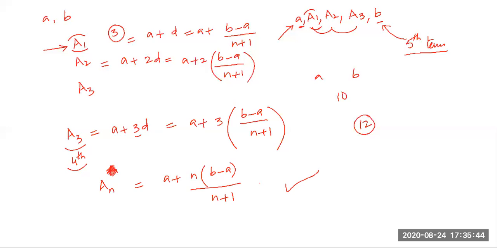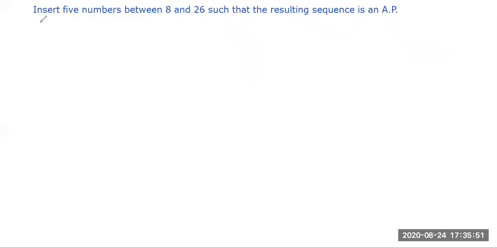Okay, so now based upon this, we'll do a sum. Am I right? Let's do a sum. So which sum are we doing? He says, insert 5 numbers between 8 and 26 such that the resulting sequence is an AP. So what is my A and B? My A and B is 8 and 26.